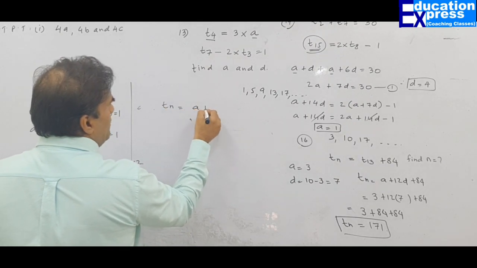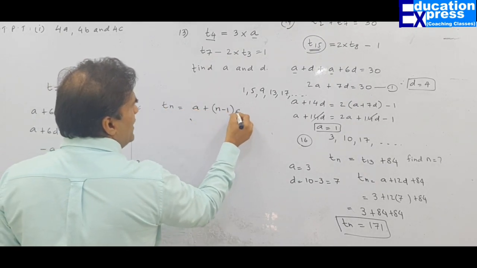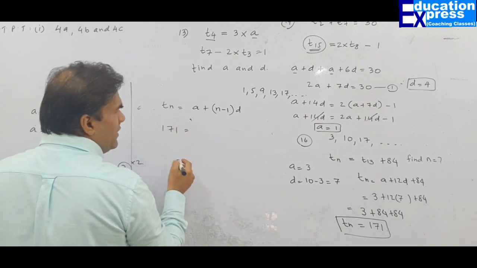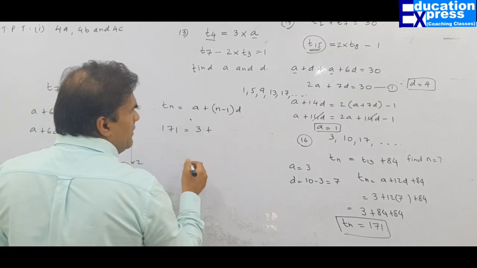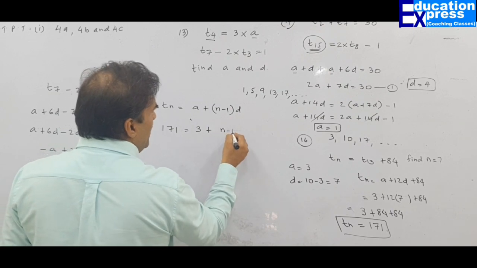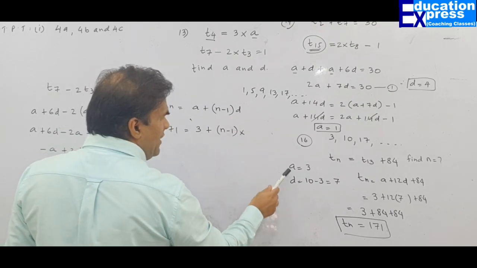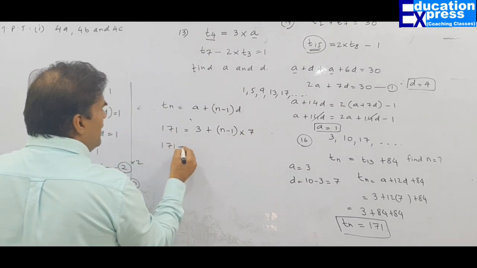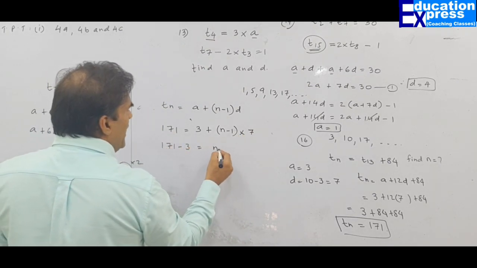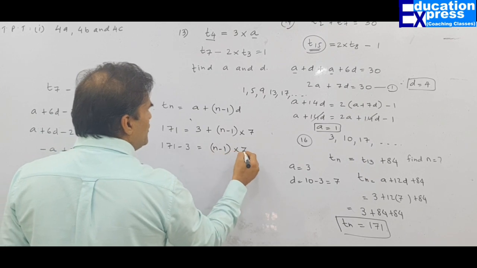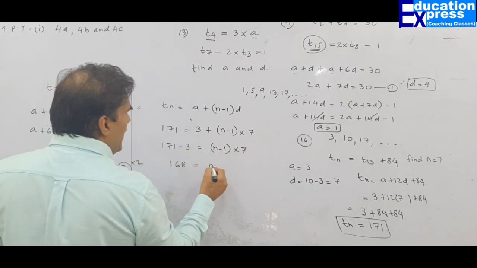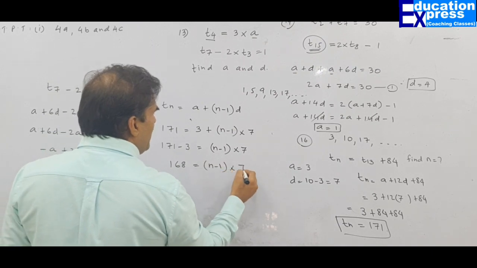Tn equals a plus n minus 1 into d. What is the value of Tn? 171. A is 3. n minus 1 into d. What is the value of d? 7. So 171 minus 3 will be n minus 1 into 7. This is going to be 168 equals n minus 1 into 7.